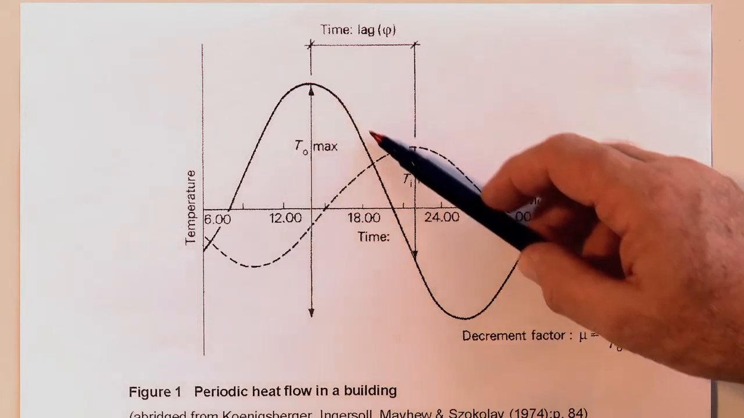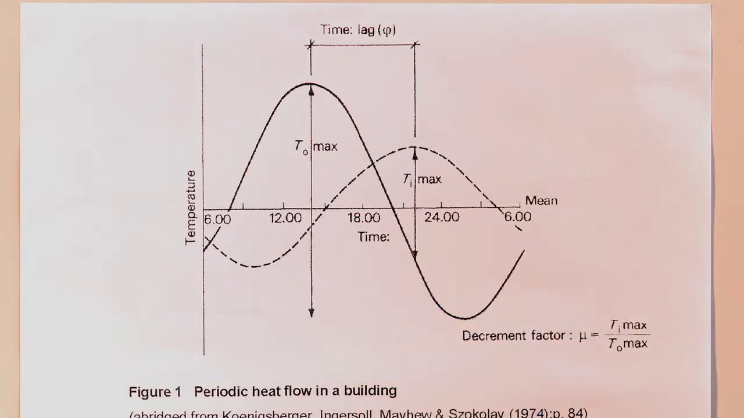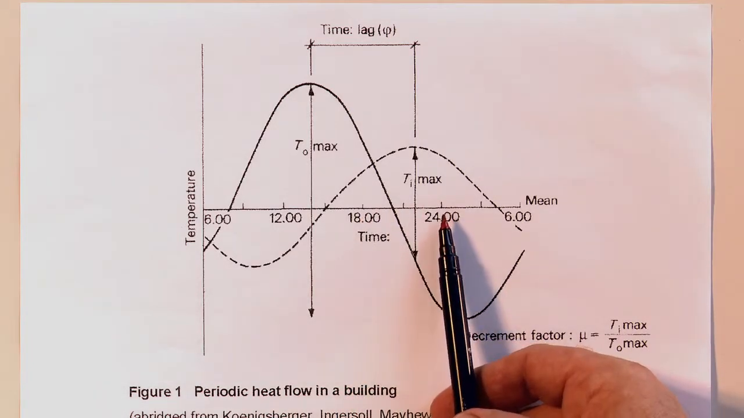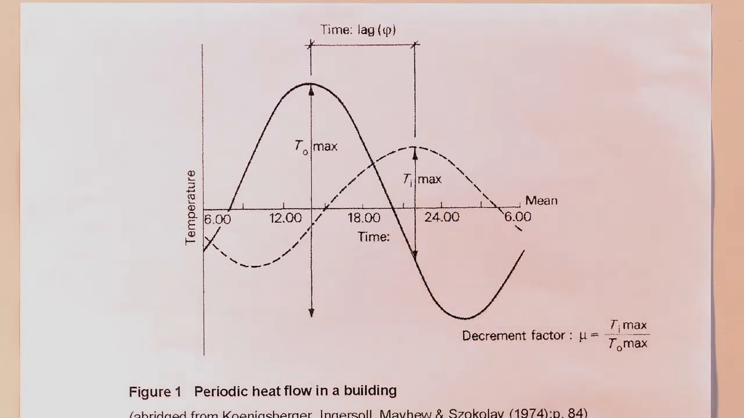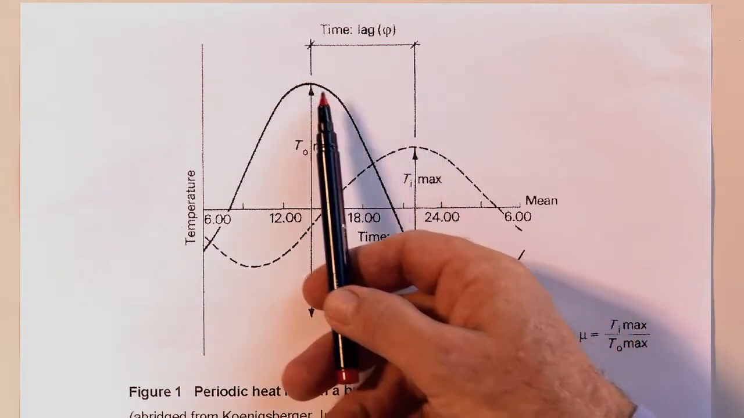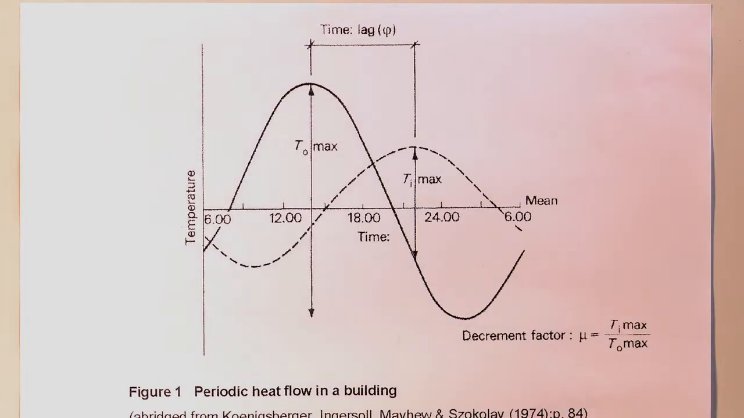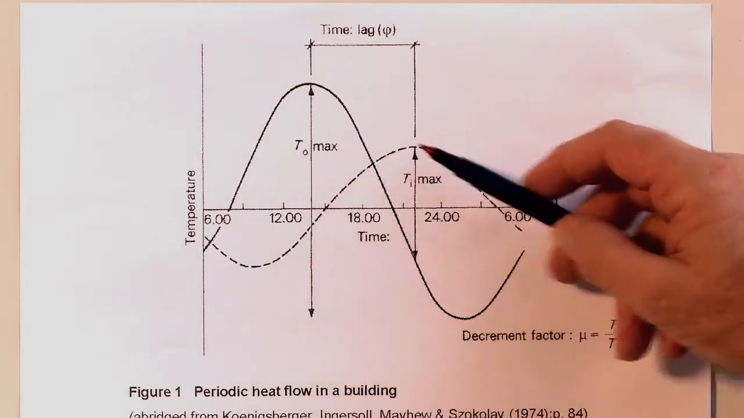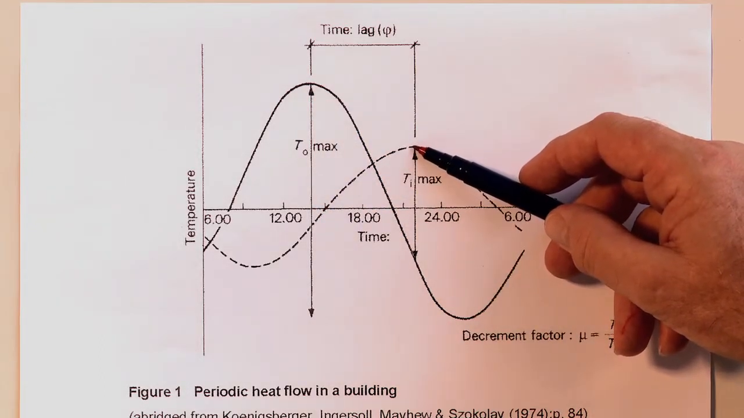The temperature drops externally as time progresses. Here we have 6 o'clock. Here we have midnight. It takes some time for that heat load to get through the typical brick veneer construction. You've got the brick wall, you've got the 40mm gap, and then you've got the skin of gyprock. The peak is here at 2. The peak isn't here till about 10 o'clock at night.